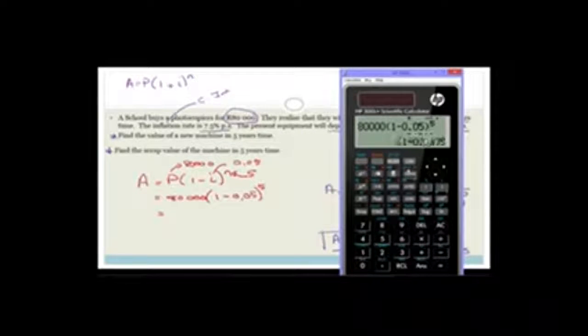And I'm really hoping you all got this right. Okay, so we're going to go 80,000 multiplied by open bracket, 1 minus 0.05, close bracket, all to the power of 5, equals. And then you press your SD button. And it's 61,902. And again, you need to look at that third decimal. And that's a 5, so that has to round that up.